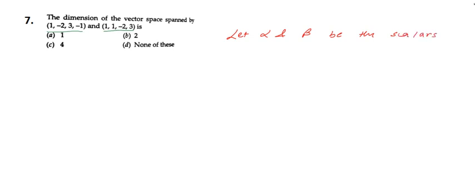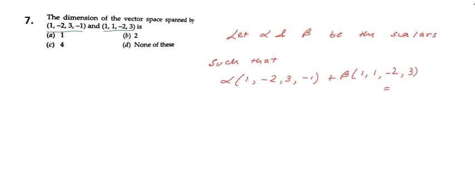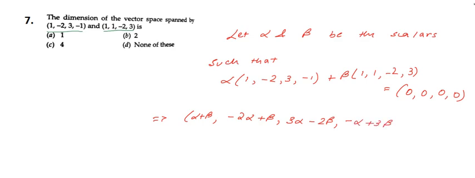So let alpha and beta be the scalars such that alpha(1, -2, 3, -1) plus beta(1, 1, -2, 3) will be equal to (0, 0, 0, 0). So solving this, we will get (alpha plus beta, -2 alpha plus beta, 3 alpha minus 2 beta, -alpha plus 3 beta) is equal to (0, 0, 0, 0).